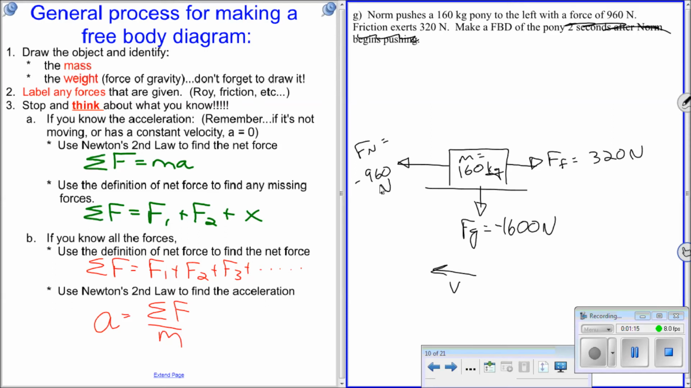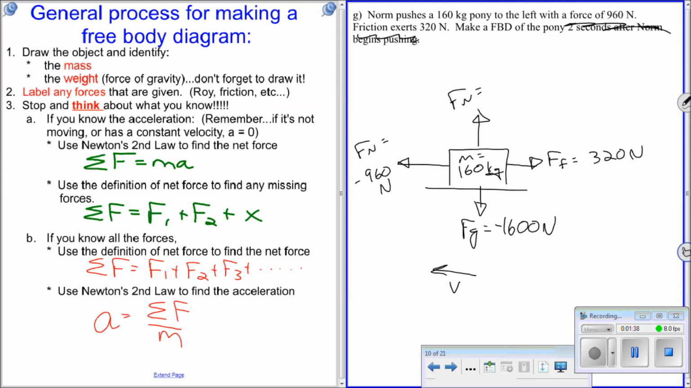So that is that. All right, so step three. Now we got to think about what we know. So here's the deal. Look, the motion here is horizontal. We've done problems like this before, but up until now we haven't had to worry about gravity. And the reason we haven't had to worry about gravity is because the pony's not going to move up or down at all. So gravity is pulling the pony down. What's preventing him from moving down is the normal force, right?